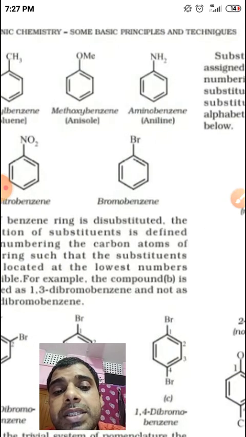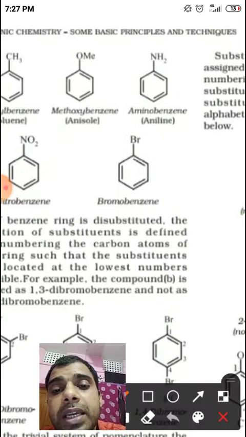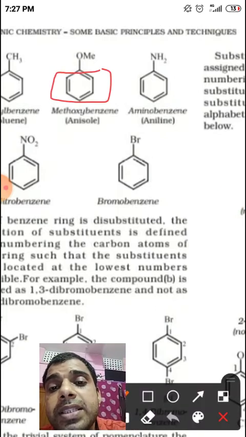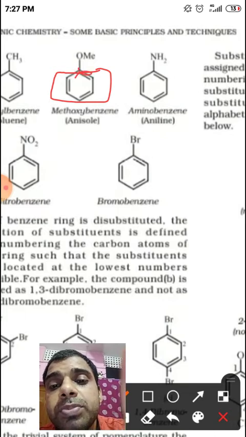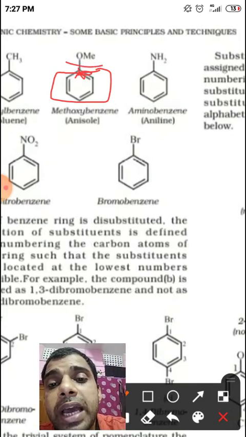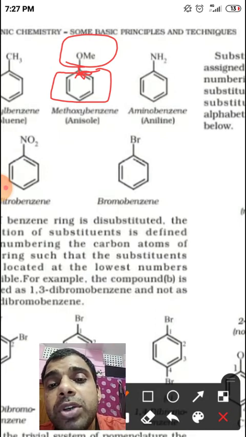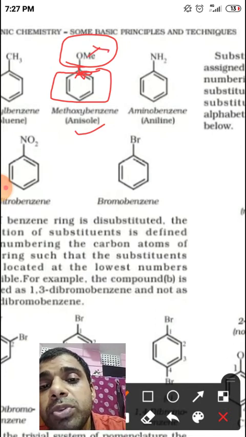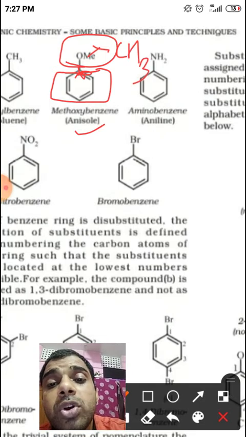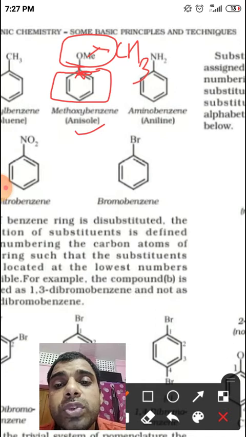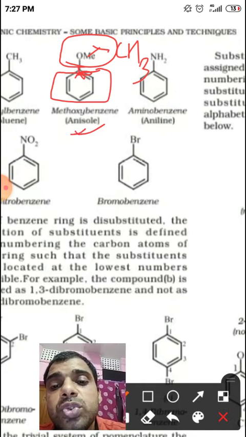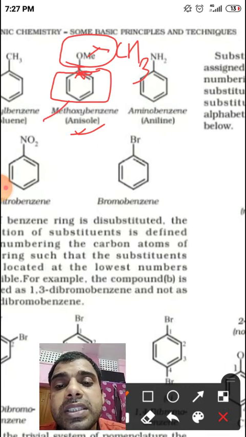But if you have taken this benzene, you have removed one hydrogen from this position, and if you add OMe, that means this one can be called anisole. If I write Me as CH3, then this one is OCH3 benzene. So this one would be anisole, and also called methoxybenzene.